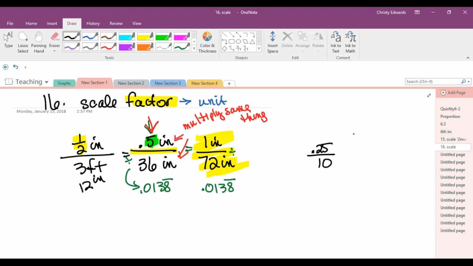0.25 over 10? And I said, let's make that not have a decimal in it. What would you want to multiply a 0.25 by? Exactly. If we multiply a quarter by 4, don't you get one whole? So go ahead and do the same to the bottom to keep it proportional. 1/40th is a neater answer than a decimal mixed into the fraction. Does that make sense?